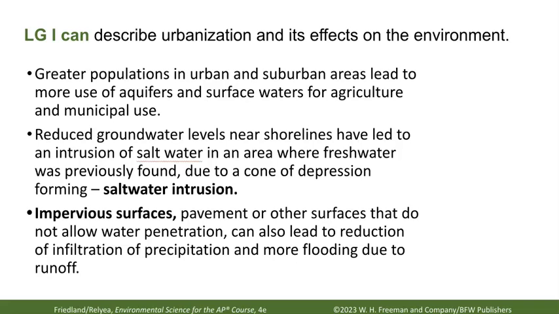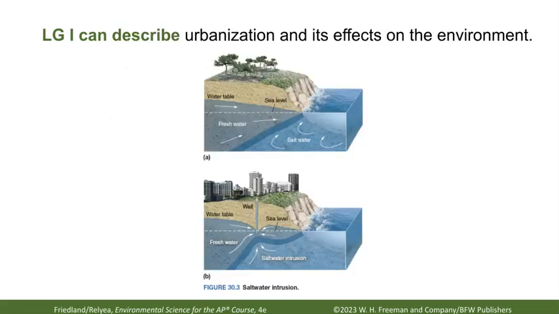Also, impervious surfaces, so pavement and other surfaces, don't allow water to soak in. And so you end up with it running, causing flooding on our streets or going into our storm drains and going right to the ocean or a river instead of soaking in underground.